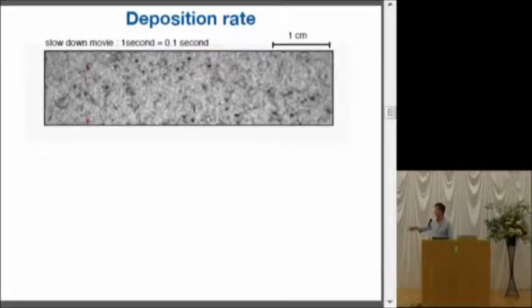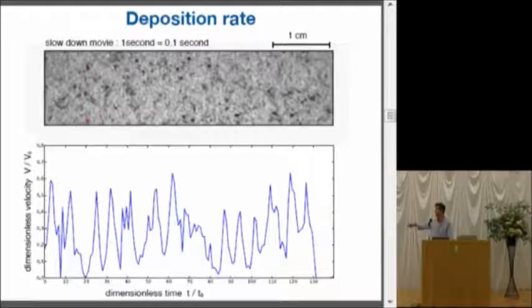Here is a plot of the velocity of a given particle as a function of time. And when we look at this plot, we see that the particle velocity oscillates in time. These oscillations are due to the fact that the particle, of course, bounces on the sediment bed. And each time the particle hits the sediment bed, its velocity drops. It falls sometimes to 0 or almost 0.